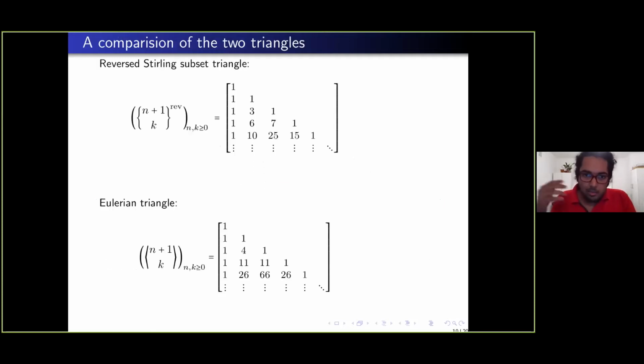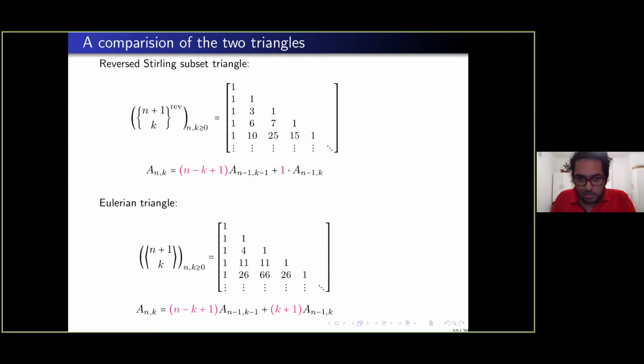So let's look at both of these triangles. You have the Stirling subset triangle, which I spoke about, and also the Eulerian triangle. Now, the interesting part is both of these triangles can be generated by using some simple recurrences. And if you observe the two recurrences carefully, you can see that there's just an extra k term. There's an extra k here which is missing. So this suggests that one should introduce variables, so that you turn some of the variables on, you get this, and you turn some of them off, you get this.